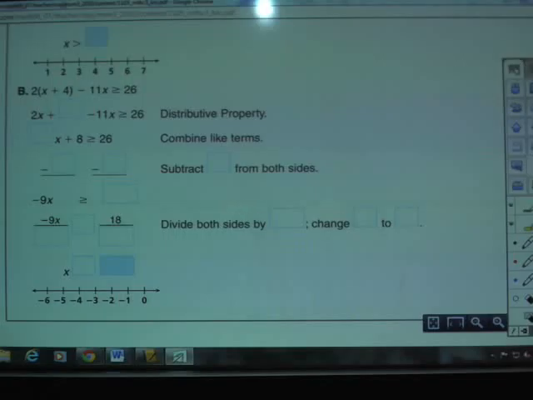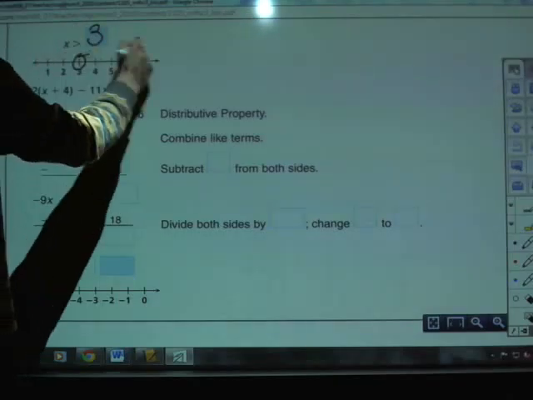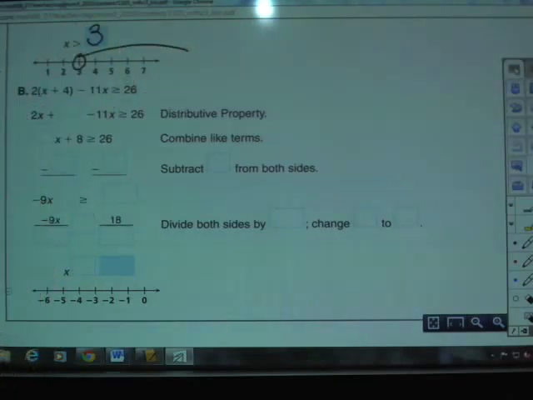They're also asking us to graph x is greater than 3 here. So that's an open dot on 3. And my shading is, of course, going to take me to the right. And again, that's nothing new than what we saw yesterday.